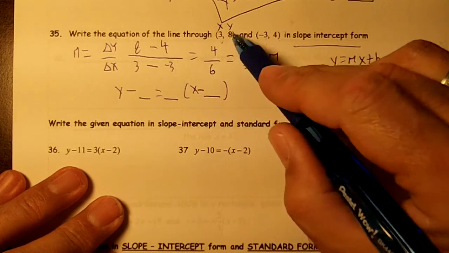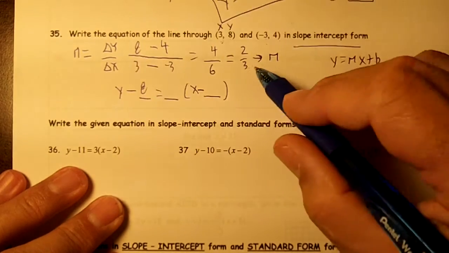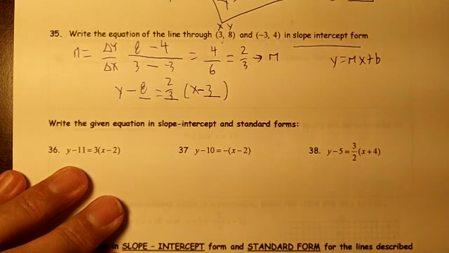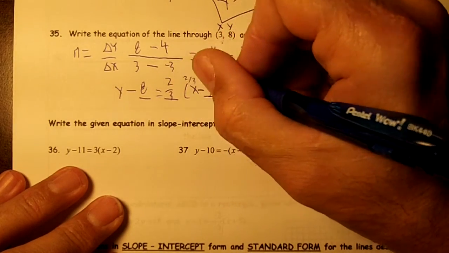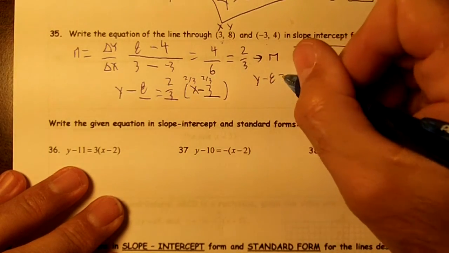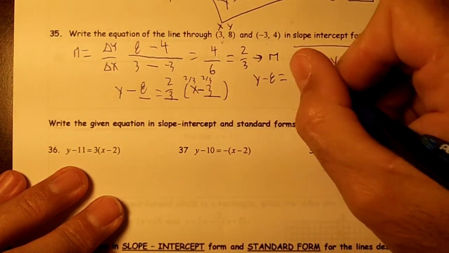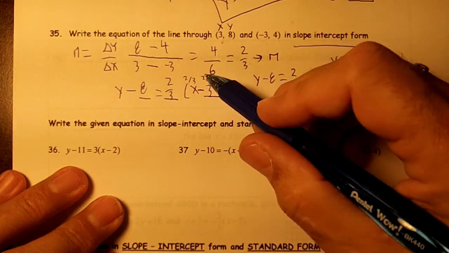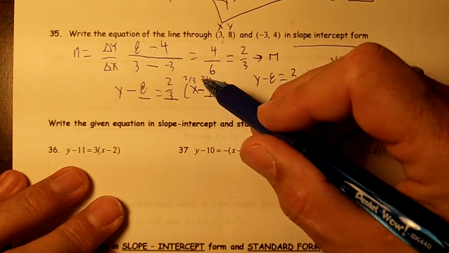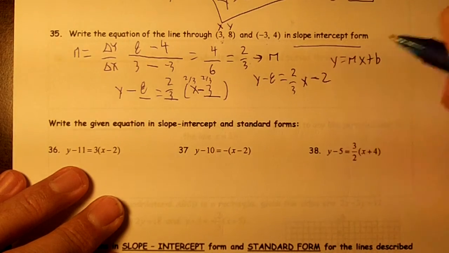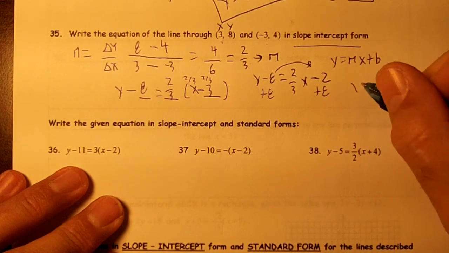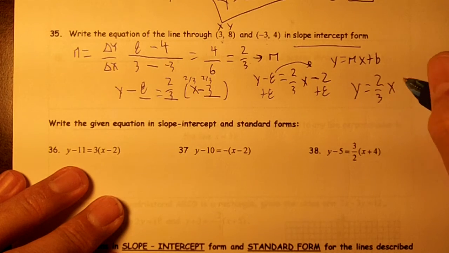Okay, our y is going to be 8. Our slope is 2 over 3. And our x is 3. The next thing you want to do is distribute this slope. So I'm going to keep my y minus 8 equals 2 over 3 times x is 2 over 3x. 2 over 3 times 3: 3 times 2 is 6, 6 divided by 3 is 2. A positive times a negative is a negative, so minus 2. Move my 8 over. Same stuff over and over. y equals 2 over 3x plus 6.